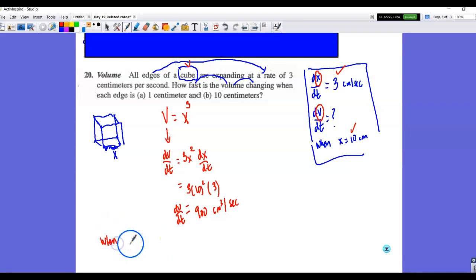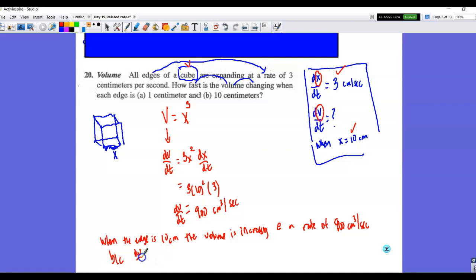So I would say when the edge is 10 centimeters, the volume is increasing at a rate of 900 centimeters cubed per second, because dv dt is positive, or greater than 0. All right, let's go on to, I think you have a couple more.